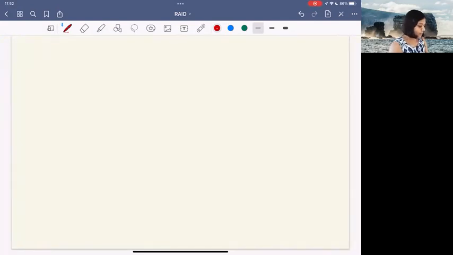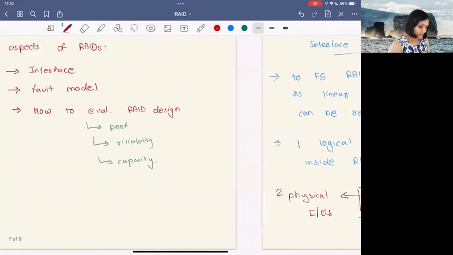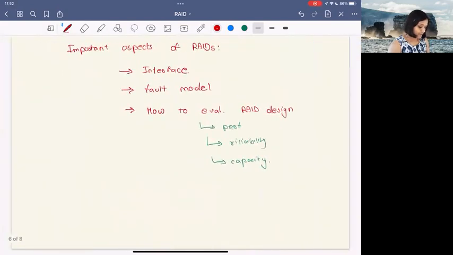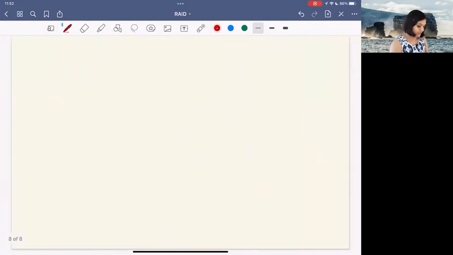We'll discuss more about RAID 1 in detail soon. The second parameter that we mentioned after interface and RAID internals was the fault model. So let's first take an overview of fault models.